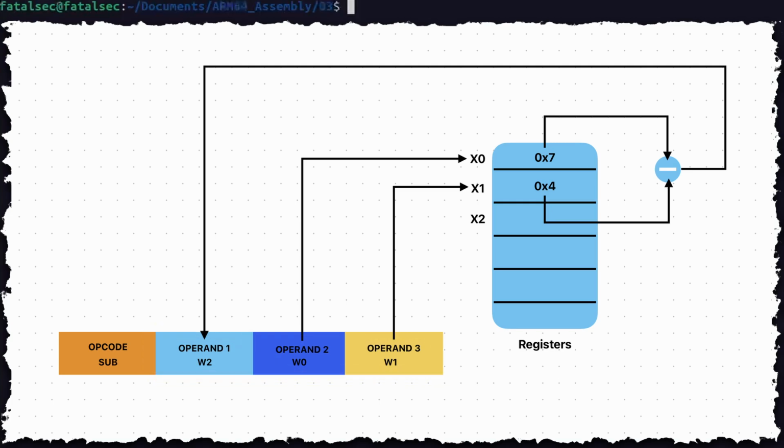So considering this example, here we have W2 in the first operand, where the result of the subtraction operation will be stored. Then we have W0 register, which is going to contain 7, and in W1 register we have 4. So if we subtract 4 from 7, we get 3, right? So this 3 will be then stored into W2 register in the end.